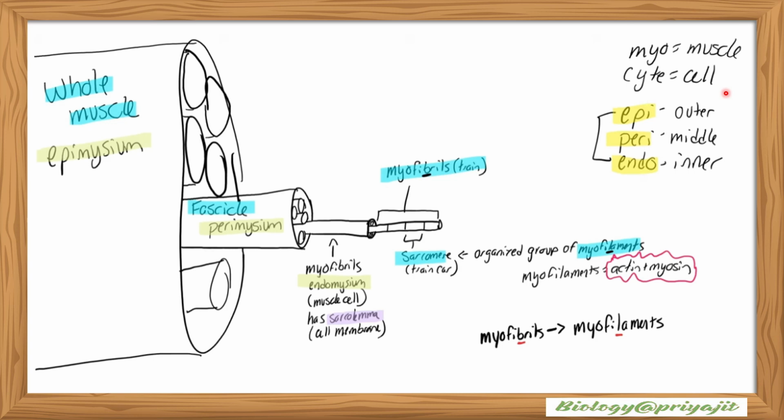So epimysium is the outer layer, perimysium is the middle layer, and endomysium is the inner layer, and just beneath the endomysium there is the sarcolemma, the cell membrane of the muscle cell or myocyte.